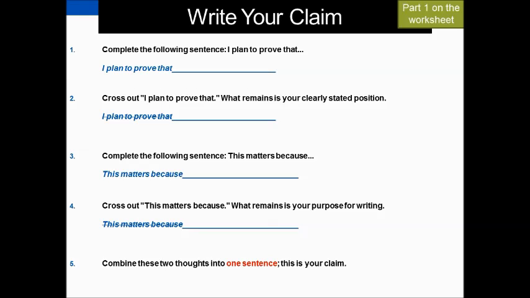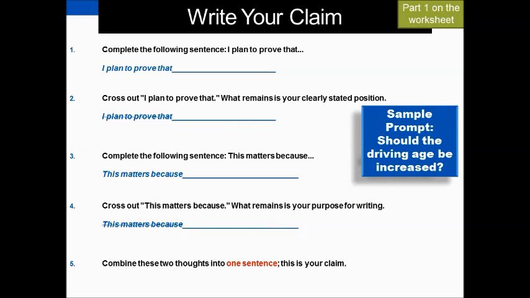First, you will be writing your claim. The 5 steps to writing your claim are: first, complete the following sentence, I plan to prove that. Then, cross out I plan to prove that, and what remains is your clearly stated position. Then, complete the following sentence, this matters because. Cross out this matters because. What remains is your purpose for writing. You will combine these two thoughts into one sentence, and that will be your claim.